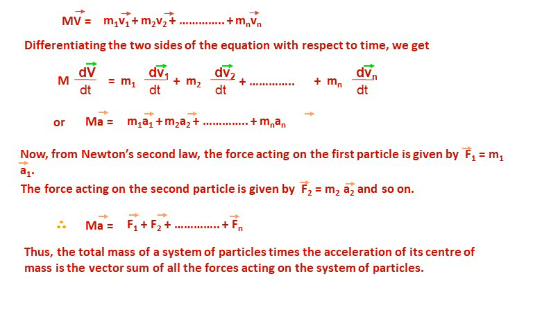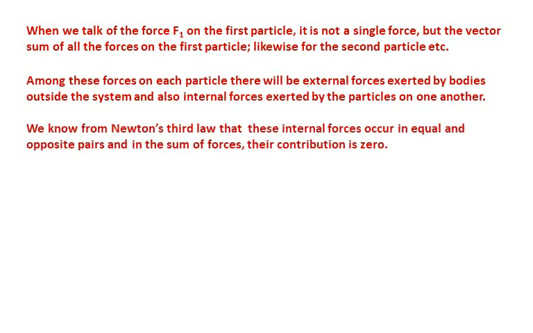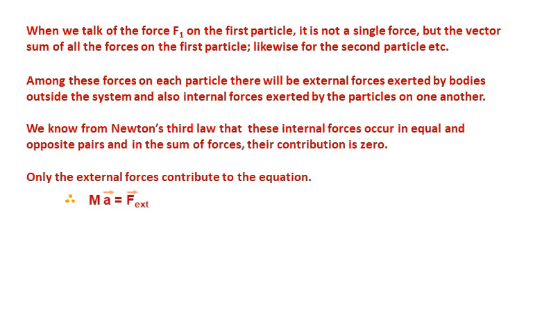Thus the total mass of a system of particles times acceleration of its center of mass is the vector sum of all the forces acting on the system of the particles. We know from Newton's third law that these internal forces occur in equal and opposite pairs, and in the sum of forces their contribution is zero. So only the external forces contribute. The equation is M A equals F external.